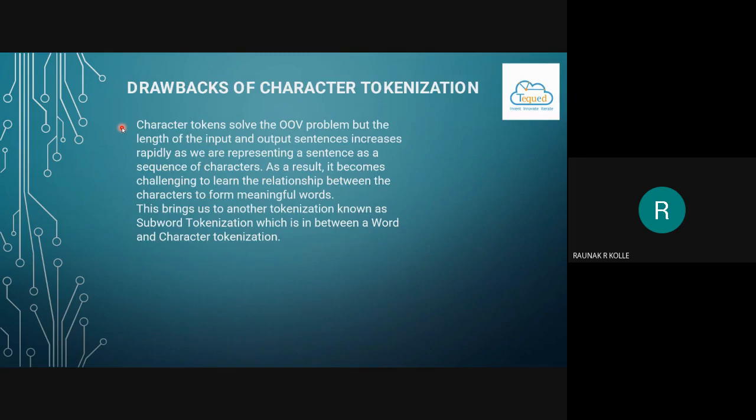Character tokenization also has a certain amount of drawbacks. Character tokenization solves the out of vocabulary problem, but the length of the input and the output sentences increases rapidly as we are representing a sentence as a sequence of characters. As a result, it becomes challenging to learn relationships between the characters to form meaningful words. This brings us to another tokenization known as subword tokenization, which is somewhere in between word and character tokenization.